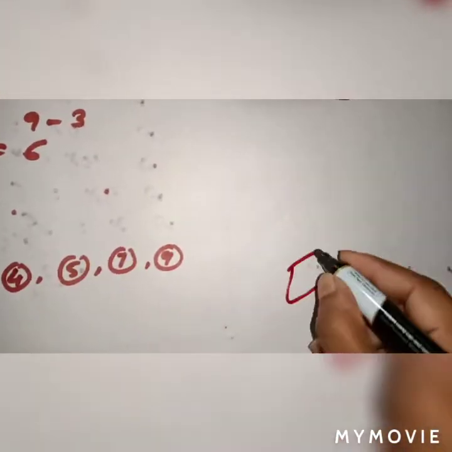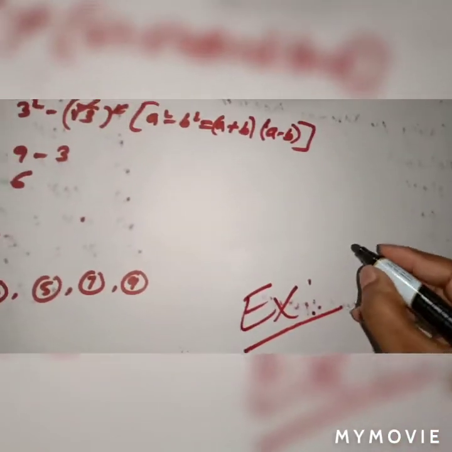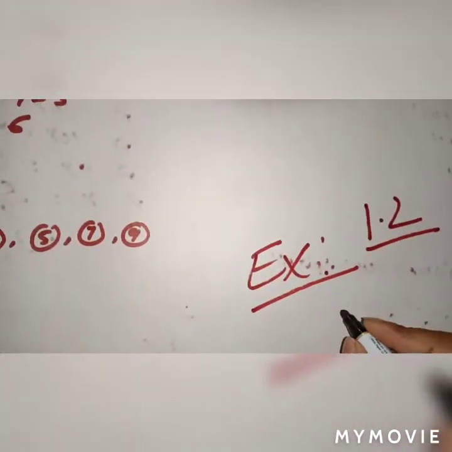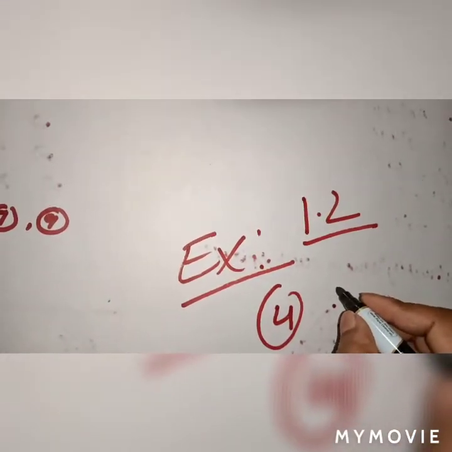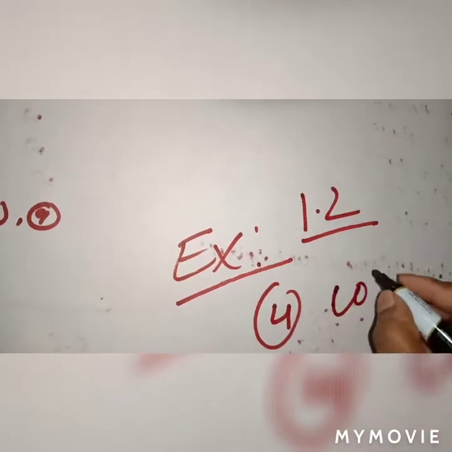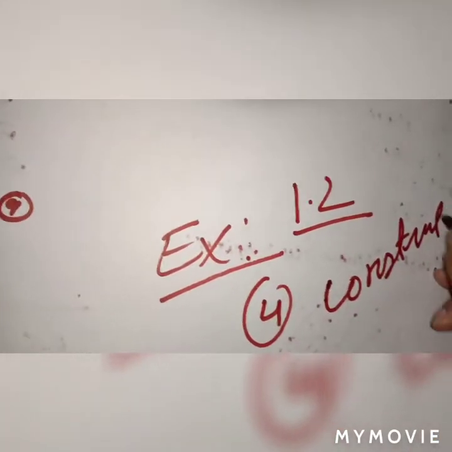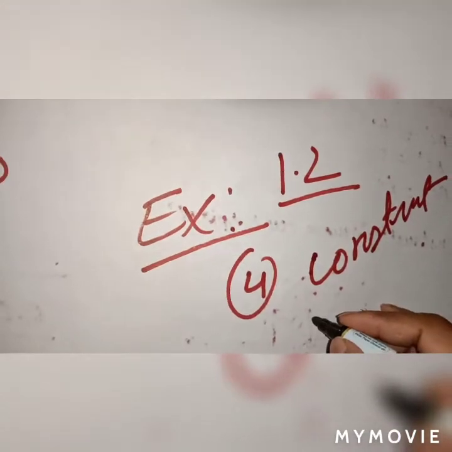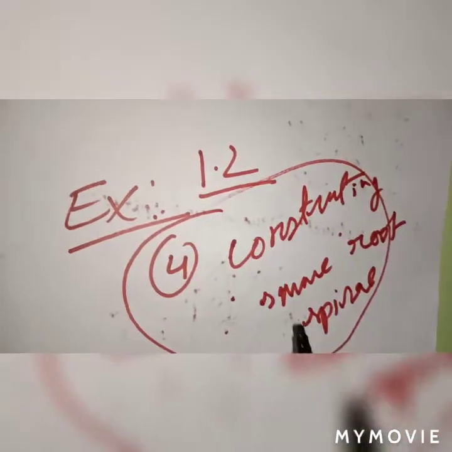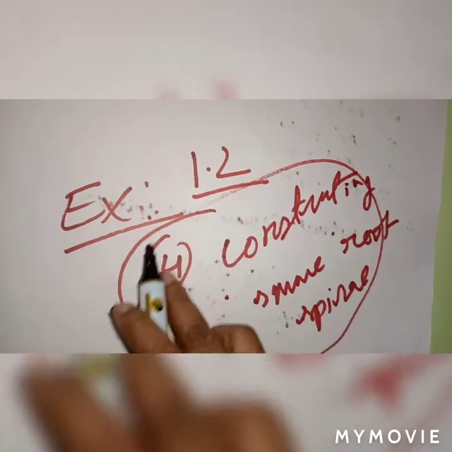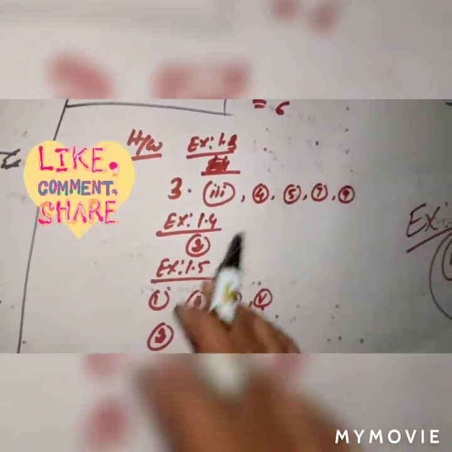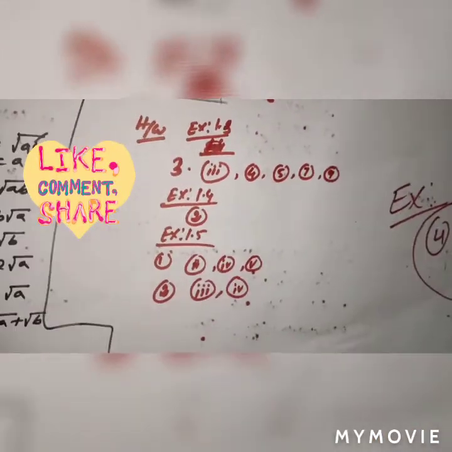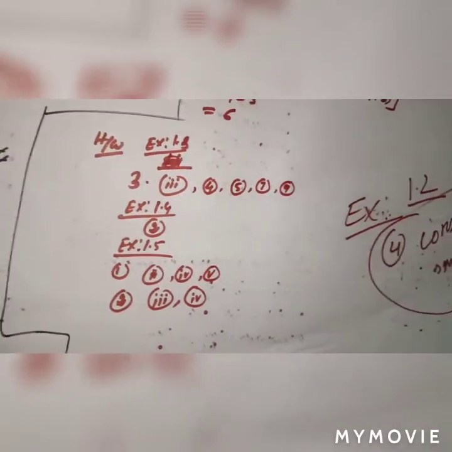And one thing, this is your special homework. Exercise 1.2, question number, I forgot the number, but construct the square root spiral. Don't forget to submit this one, including this. I already told you these are small homework. There are so many, but these are small homework. You can solve yourself, and in the evening, you have to submit all this homework.